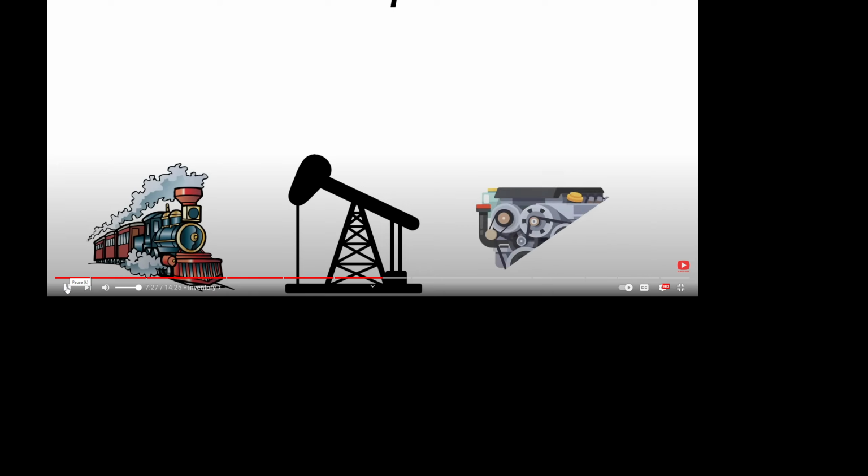The larger this PP&E number is, the more capital-intensive an industry is. Examples of capital-intensive industries include railroads, oil companies, and auto manufacturers.